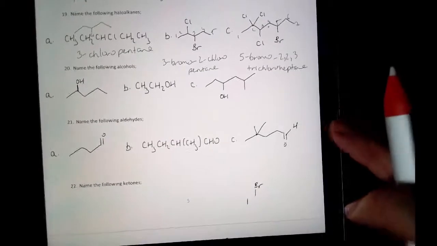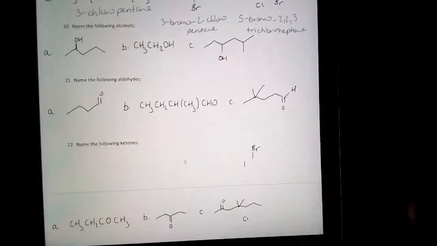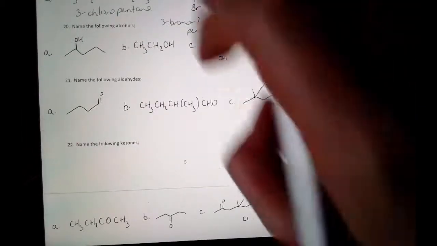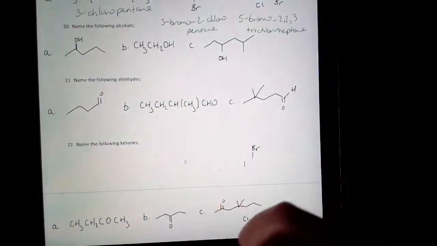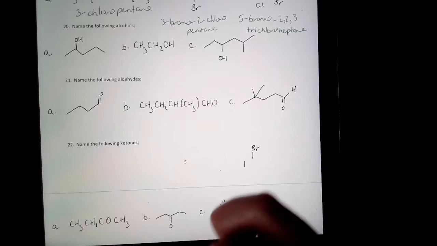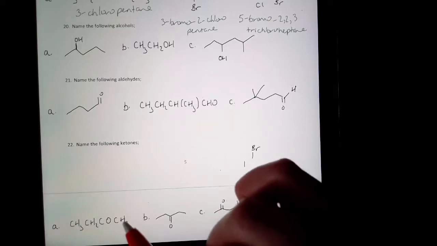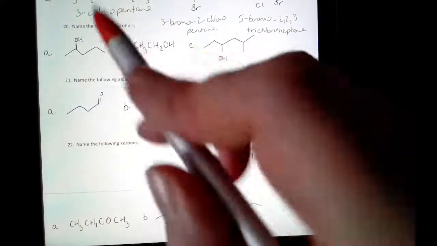Underneath, we're asked to name the following alcohols. First one is pretty straightforward. The first one, you've got 1, 2, 3, 4, 5 carbons in your chain. You want to give the lowest number to the OH, so I'm going to number from left to right, which puts that OH on carbon number 2. Because it's an alcohol, it's going to end in -ol, and it's going to be pent-an 1-ol. Sorry, no it's not, it's going to be pent-an 2-ol.